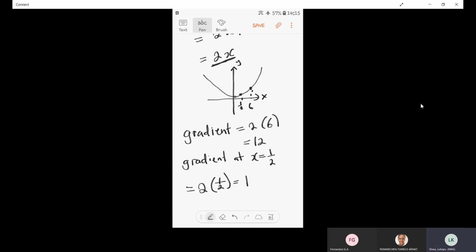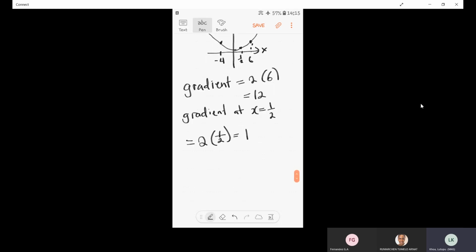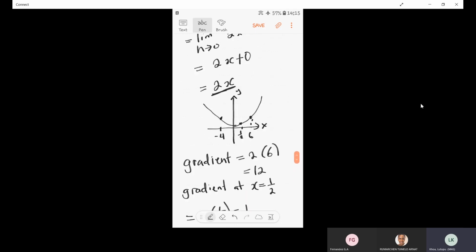Then if you look on this side here, let's say I pick -4. The gradient at x equal to -4 will just be 2 times -4, which is -8. So it's negative, and that is reflected on the graph because at this point you're going down the hill.